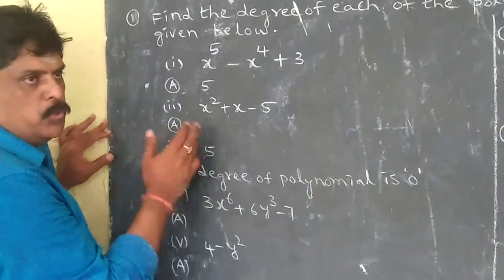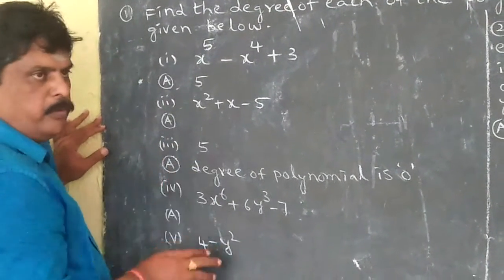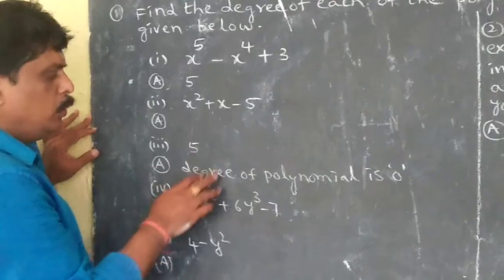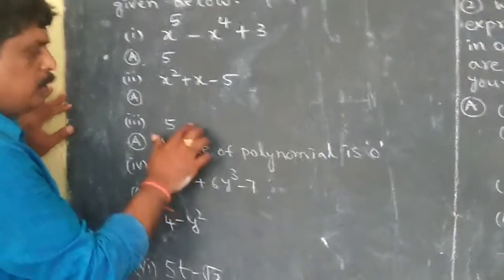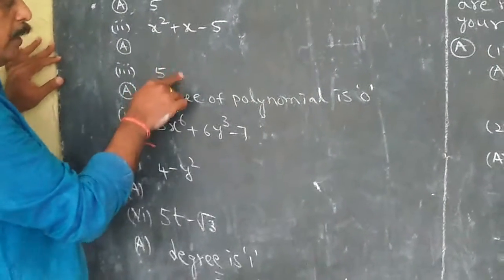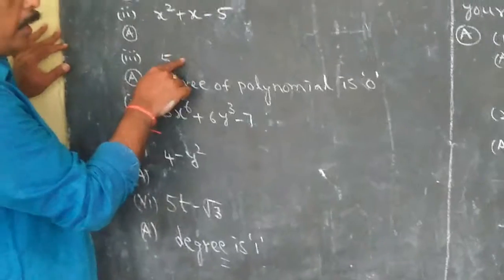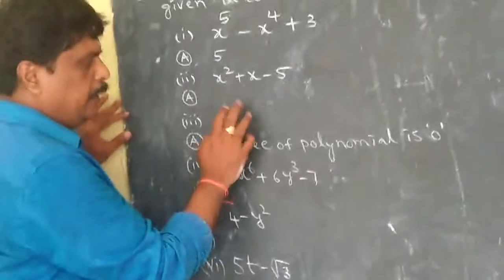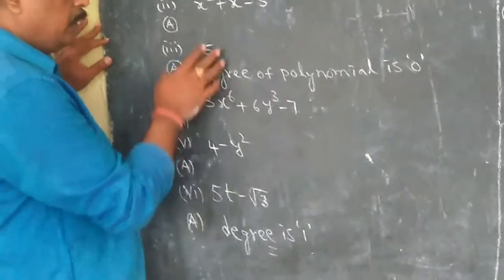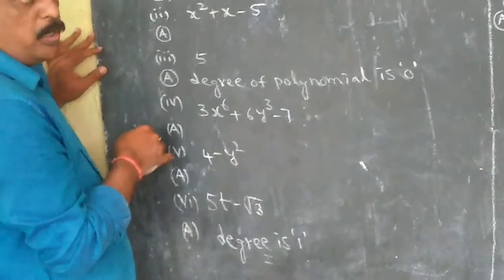Next one is 5. There is no variable here, but you have to take any variable with power 0. So the degree of the polynomial here is 0. Here take x power 0. There is no variable, so I have to take x power 0. So the degree of the polynomial is 0. For any constant, the degree of the polynomial is 0.